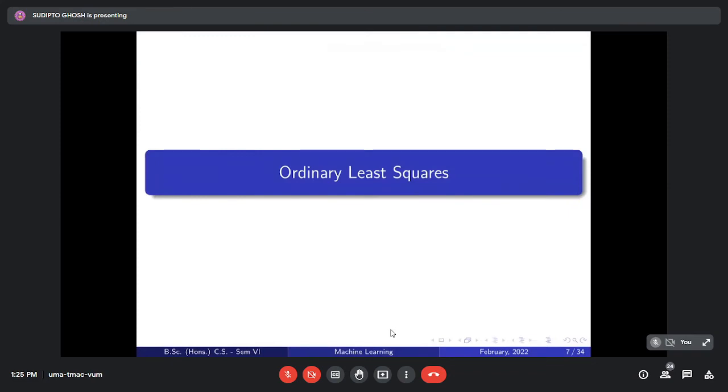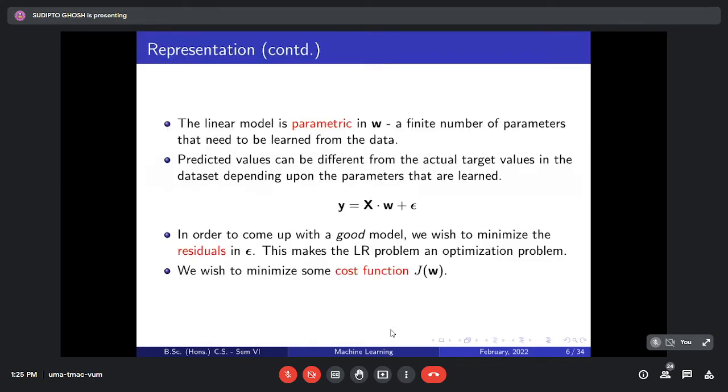Now comes the method of ordinary least squares, and how we can use this method in our linear regression problem, so that we can come up with the parameter vector W that contains the intercept and all the coefficients.